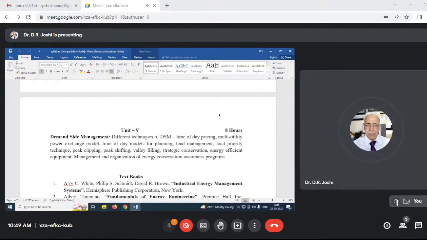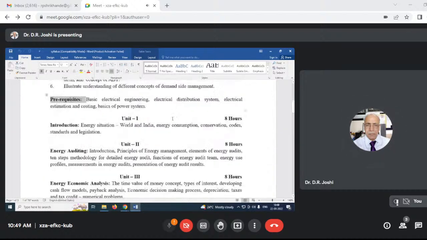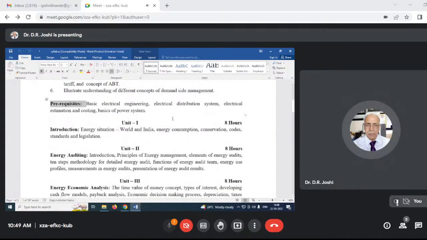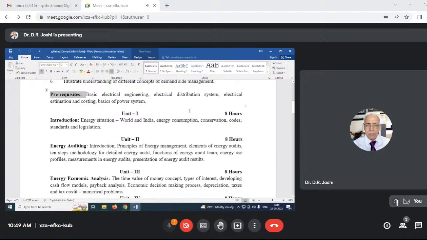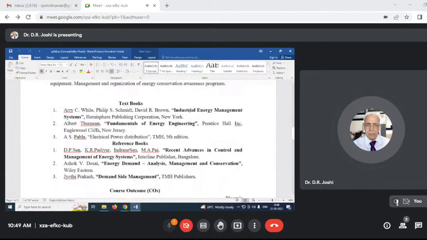Overall, looking into this, it has been made very industry friendly. Especially for those who want to become energy auditors or energy inspectors, this particular subject holds a very good introductory part. And this is one of the topics coming up. You can choose this. And the next one is that, see, the textbooks are so many.